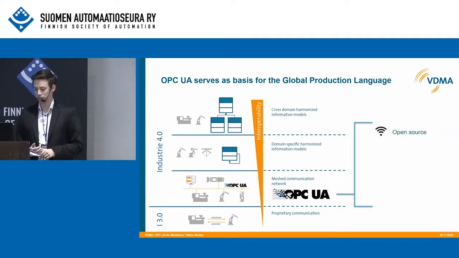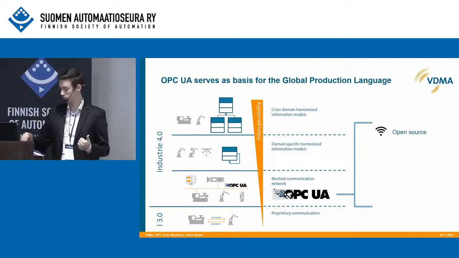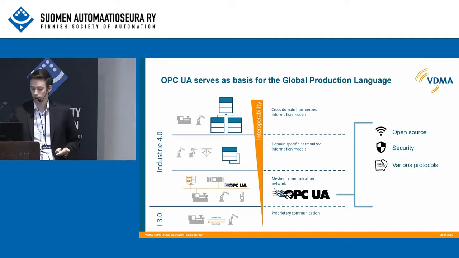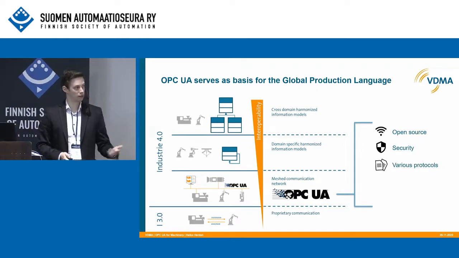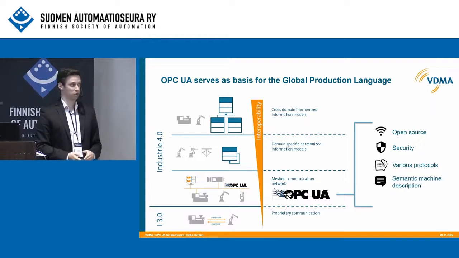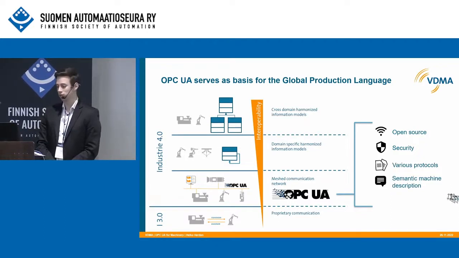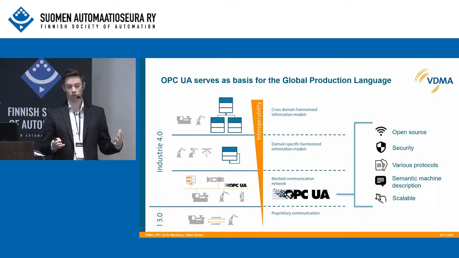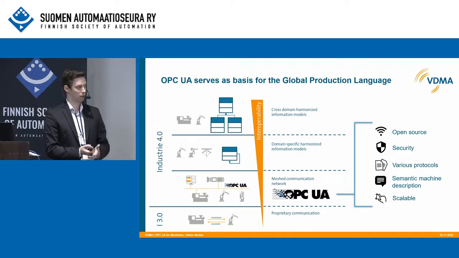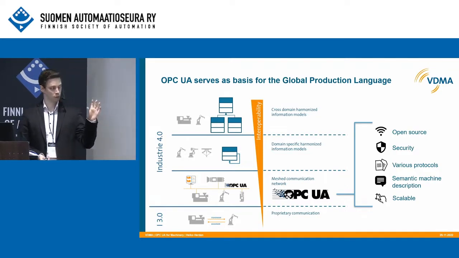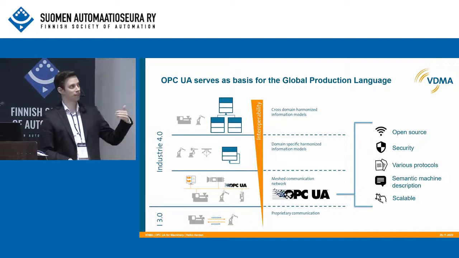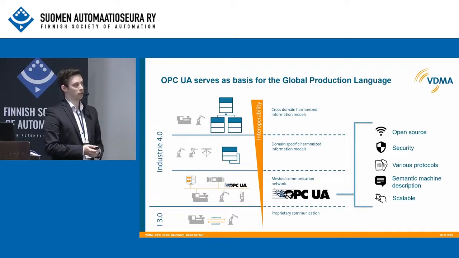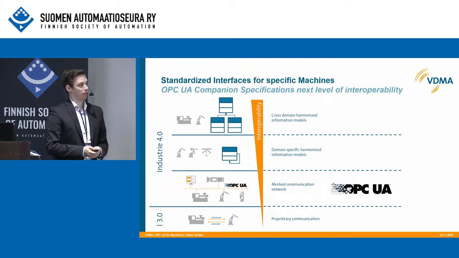And the machine building sector said, okay, OPC UA is perfect. It's open source. It has security built in by design. It has various protocols for PubSub or for client-server communication. We have the chance to do semantic machine descriptions, and it's scalable. So I can have it on an edge device or on a full embedded Windows computer, and it works on everything. So this is what we need, OPC UA, but to really have the highest levels of interoperability, we don't only need OPC UA, we also need information models. So let's take a look at this.